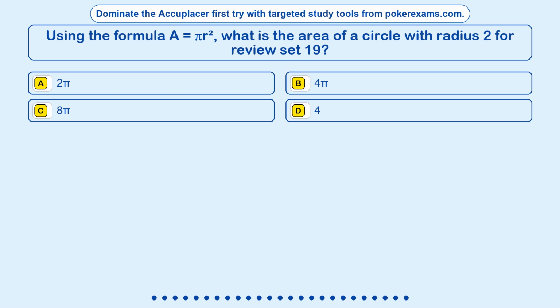Question 12. Using the formula A equals pi r superscript 2, what is the area of a circle with radius 2 for review set 19? Option A, 2 pi. Option B, 4 pi. Option C, 8 pi. Option D, 4.